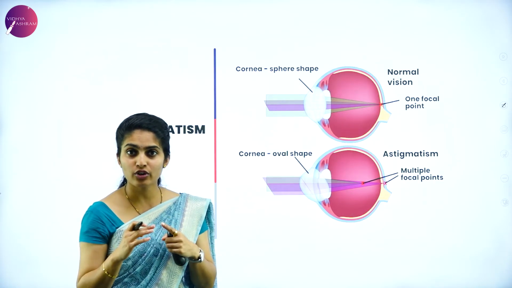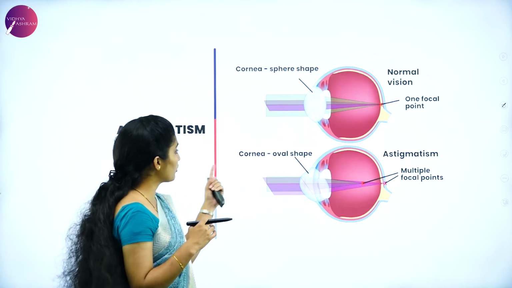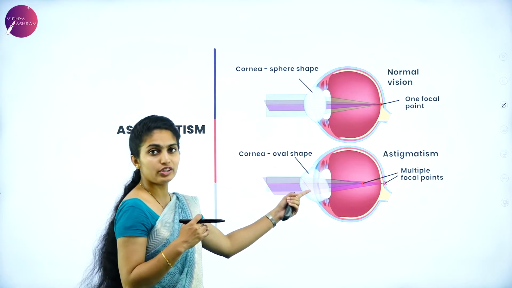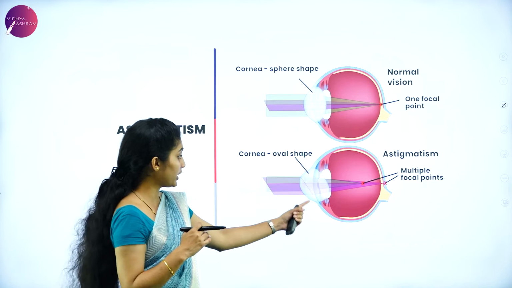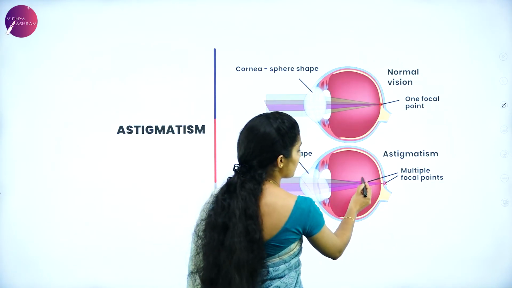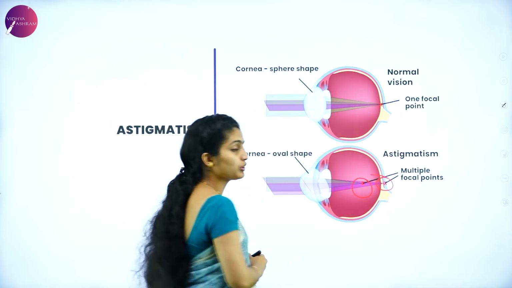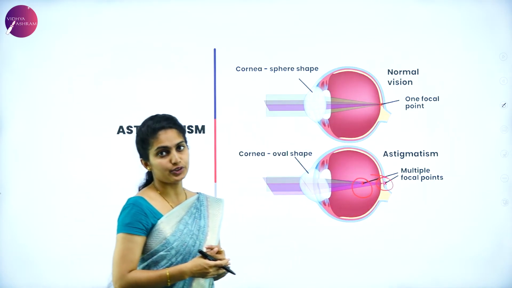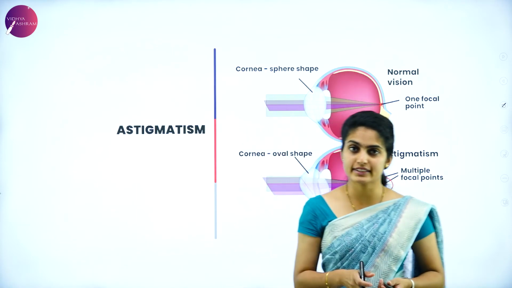When you keep on rubbing your eye, your cornea gets damaged and the cornea takes the shape of this, that is an oval shape, okay? Because of which there will be n number of focal points. We can see here multiple points, here one and here one. So these are the focal points present over here. That is all about astigmatism.